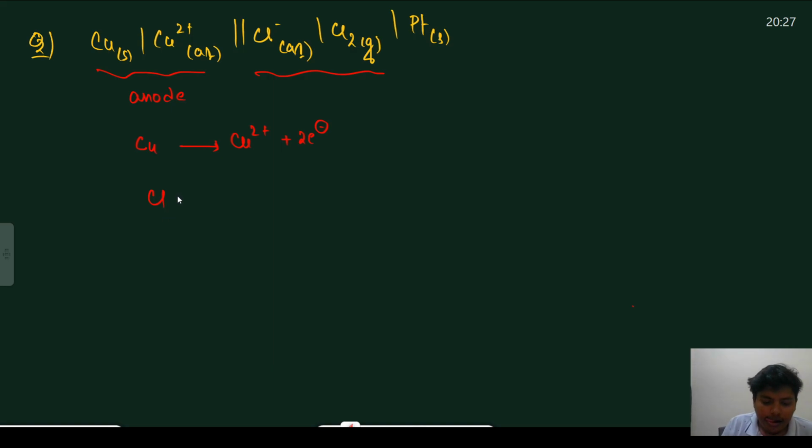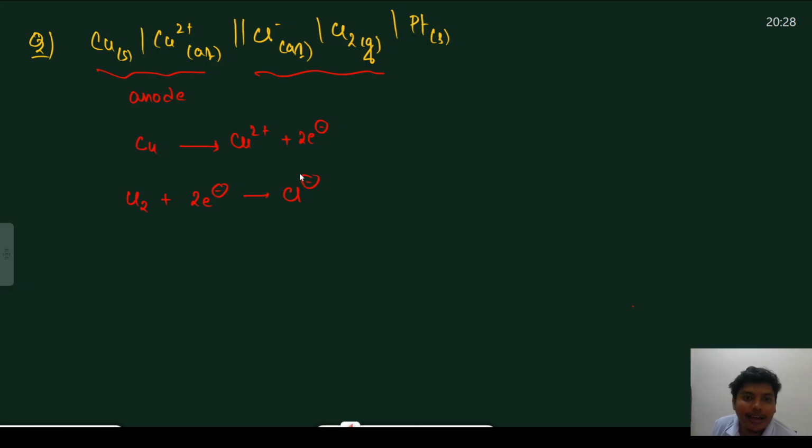Cl minus gives Cl2. After balancing, 2 Cl minus gives Cl2 plus 2 electrons. Wrong answer. Listen, Cl2 will take 2 electrons and give Cl minus. Understood this thing? That is what you need to understand.